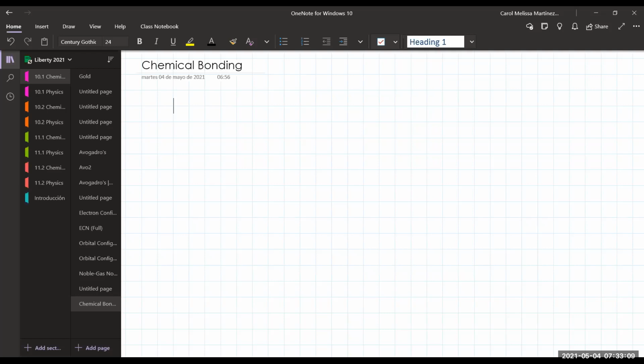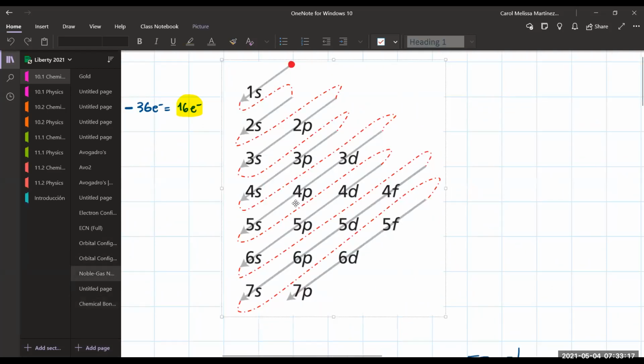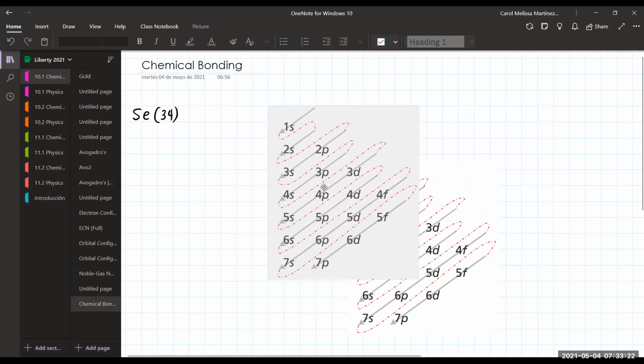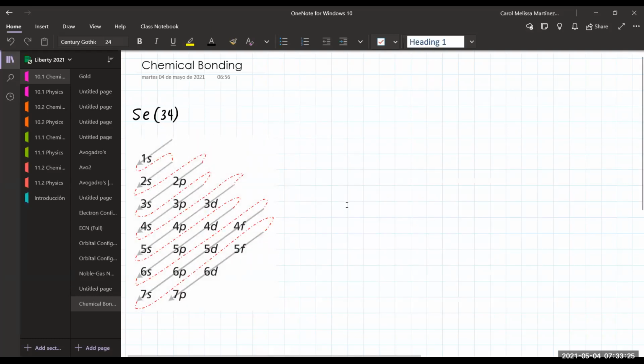Okay, so selenium, which is number 34. If I have to build the electron configuration, just let me bring it here. This tree I need every day in my life, you know. So I'm going to put it here. And I will build the electron configuration, which is 1s2, 2s2, 2p6. And then I continue. 3s2, 3p6, 4s2.